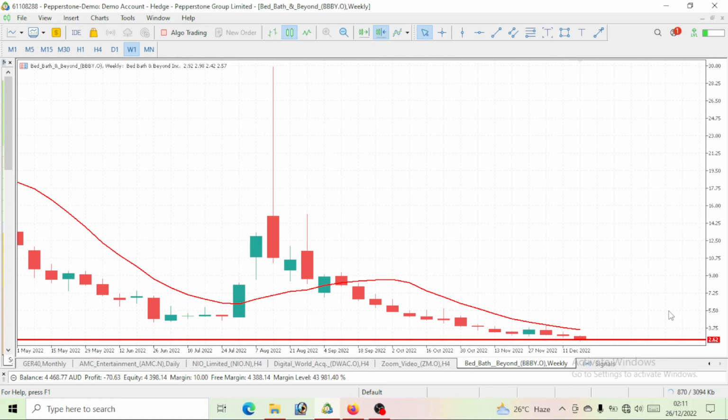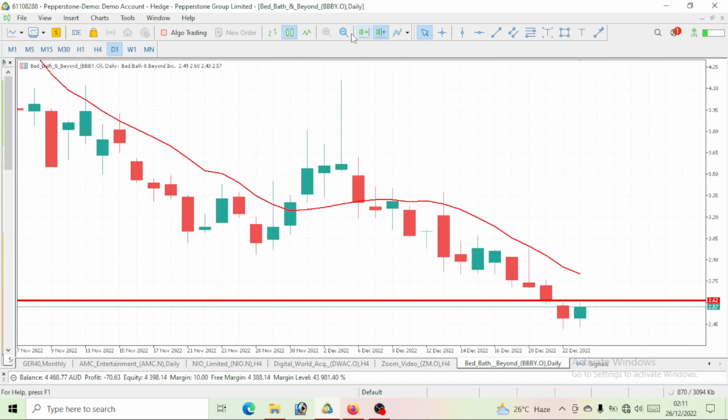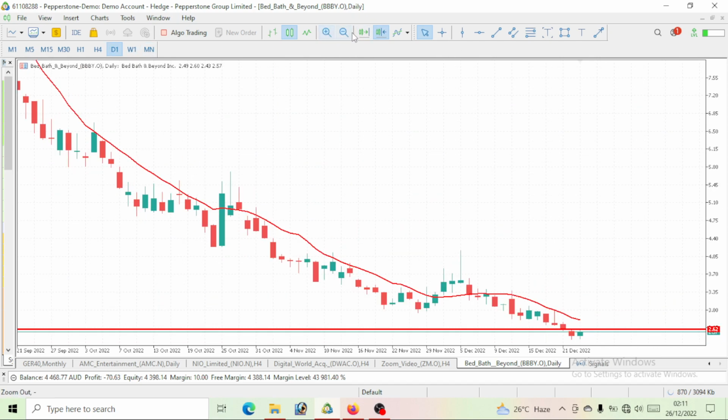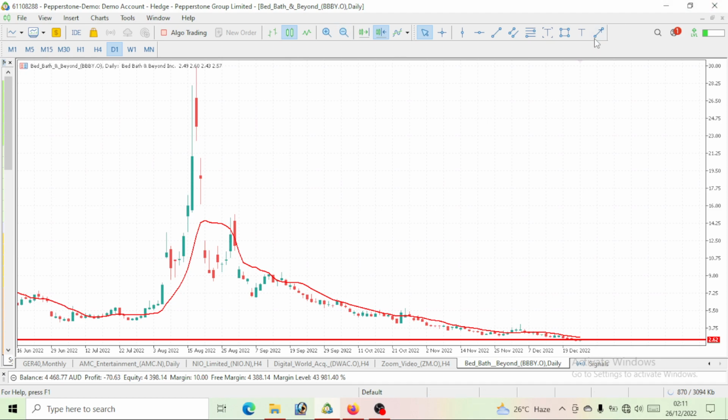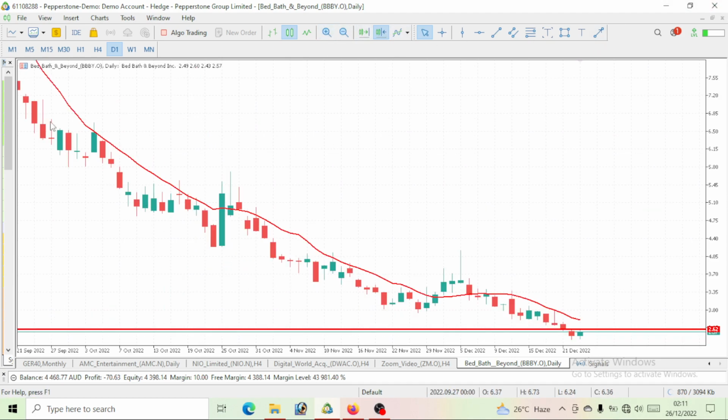Above all, this is a BBY bearish move. You can also see it's trading below this 10 period moving average. And definitely, this is still a sell movement. You can see on the daily time frame, this is a bearish move. Take a look at the lower lows and the lower highs on the daily time frame, lower lows and lower highs.